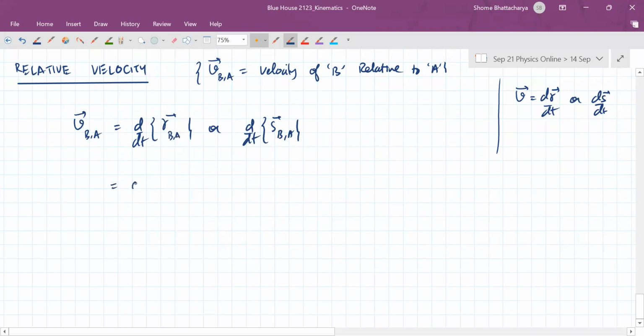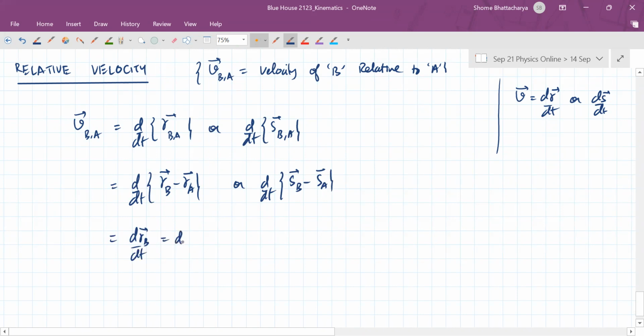So now using that definition, relative position of B with respect to A is the difference of their positions, or relative displacement is the difference of their displacements. So you can see that this will ultimately become rate of change of rB minus rate of change of rA. So that is nothing but the instantaneous velocity of B in the ground frame minus the instantaneous velocity of A in the ground frame.